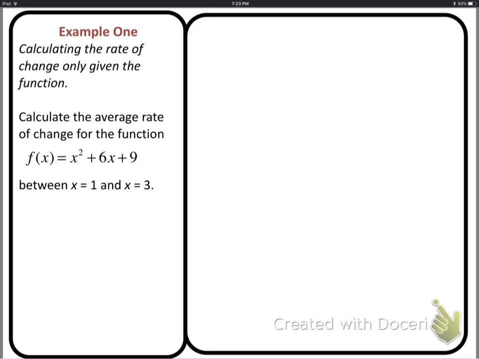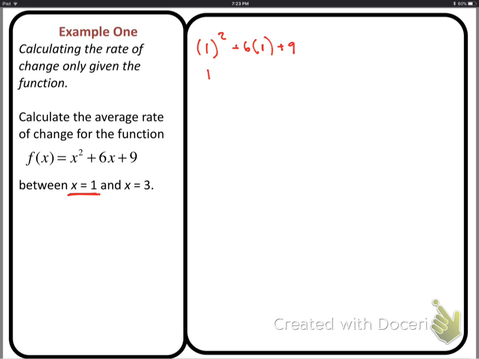Okay, so now example 1. The standard was calculating the rate of change only given the function. So we are given a function here, and it's asking us to calculate the average rate of change for the function between x equals 1 and x equals 3. So first thing, we have x values, we have to find y values. I'm going to start with finding the y value for the 1 first, which means we plug that 1 back in. So we have 1 squared plus 6 times 1 plus 9, and we simplify that out.